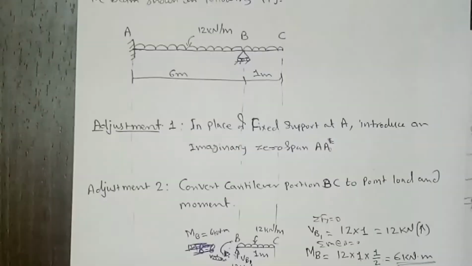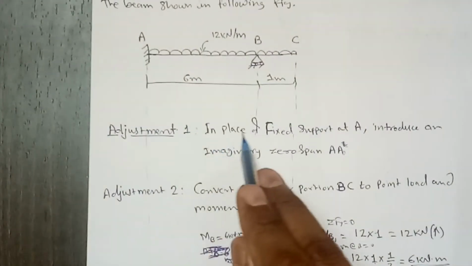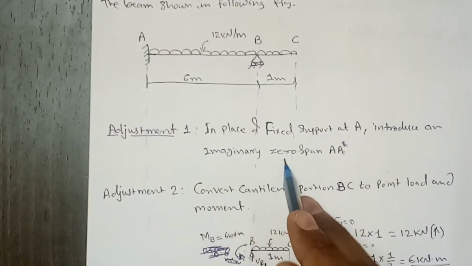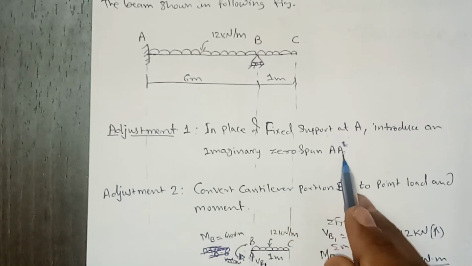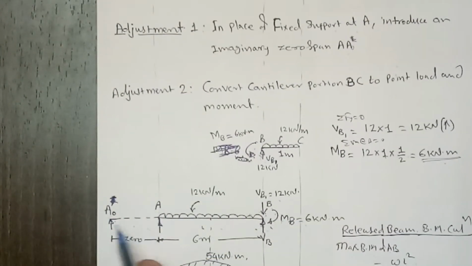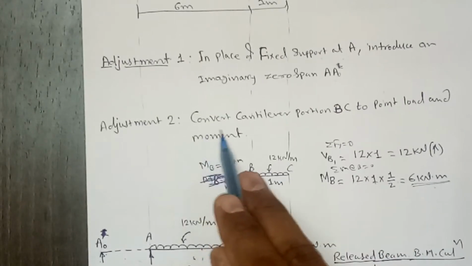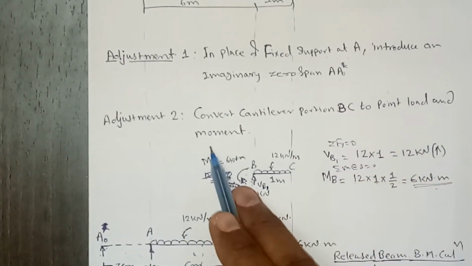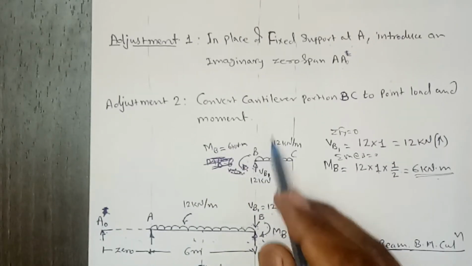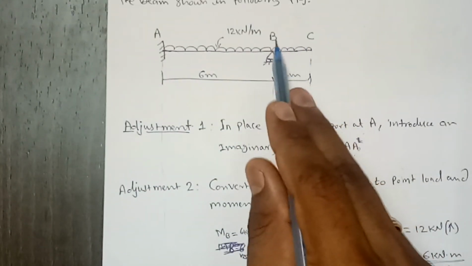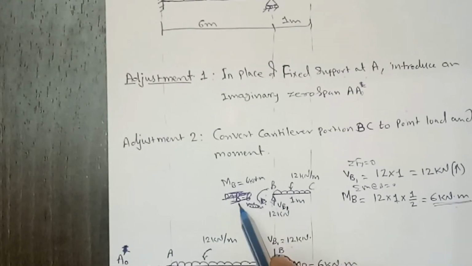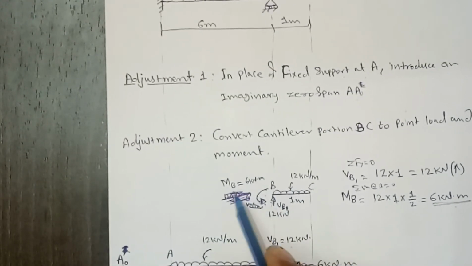So these two adjustments need to be done. First adjustment, in place of fixed support at A, we will introduce an imaginary zero span A0. And second adjustment, convert the cantilever portion BC to a point load and a moment. For that, you draw the free body diagram of this overhang portion, and then the moment will develop at B.